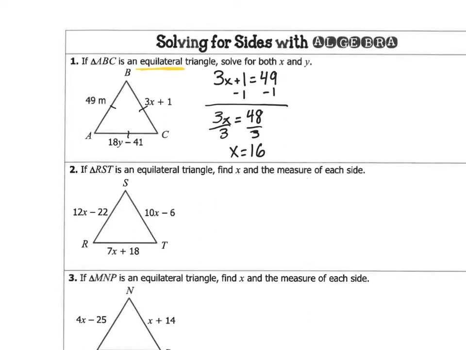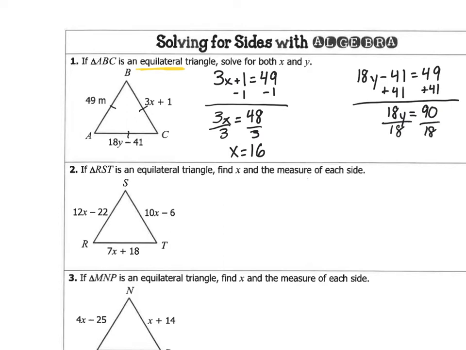And we're going to do the same thing for y. Add 41. 18y equals 90. Divide by 18. Y equals 5. So if you went and plugged those back in, this would give you 49, and this would give you 49.